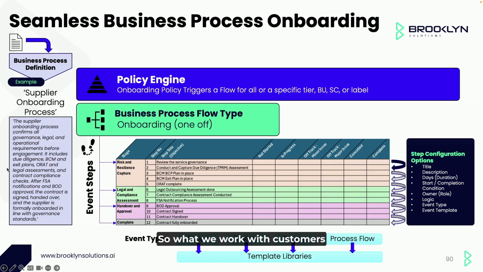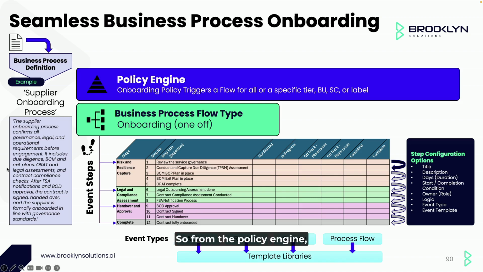So what we work with customers to do is encourage them to bring out their definition of a process. In this case, it is a supplier onboarding process that essentially confirms that the business has all the governance, legal and operational requirements in place, such as business continuity plans, risk assessments, etc. And then on that basis, we look at how we would create a policy.